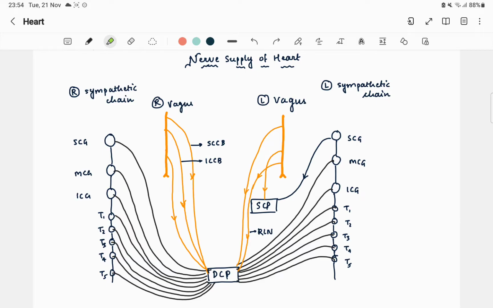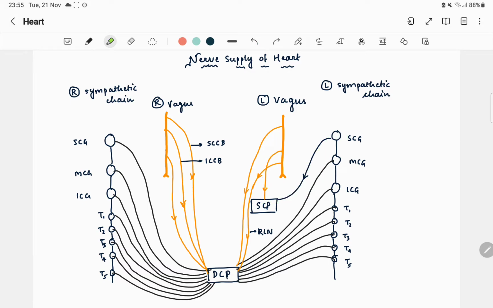So first of all, we have our right vagus nerve and the left vagus nerve. This left vagus nerve is giving your SCCB, the superior cervical cardiac branch, which is contributing to the DCP, the deep cardiac plexus, and it is also giving the SCP. What is SCP? SCP is the superficial cardiac plexus. So it is contributed by only the left vagus and your superior cervical ganglion. These two are the only ones present in the SCP.